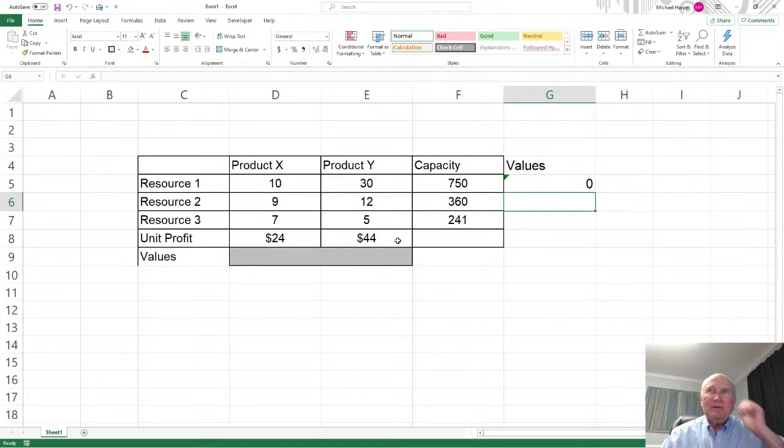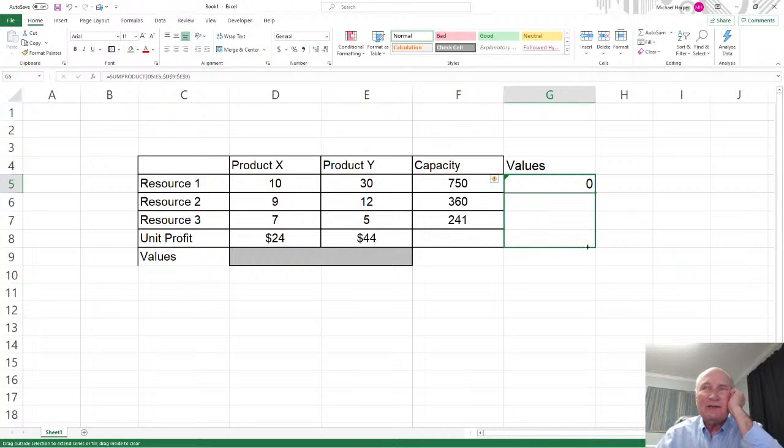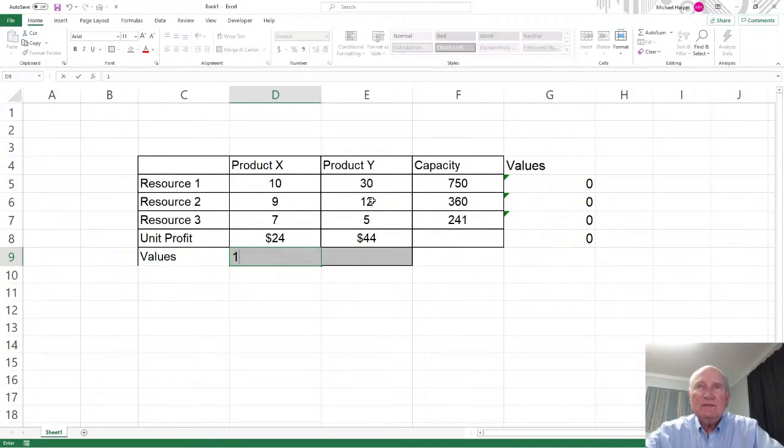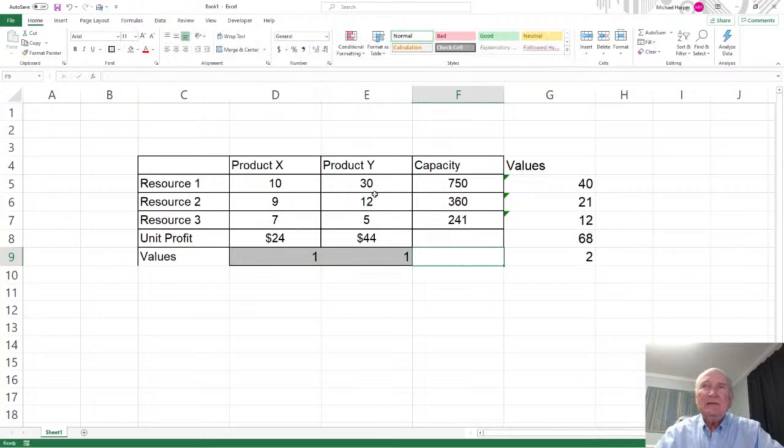Okay, there we go. And then I'm going to copy these things down, all the way down to here. So if I make one of these and one of these, then it's going to be $68. I'm using 12 resources. This is how much of each of the resources I'm using.